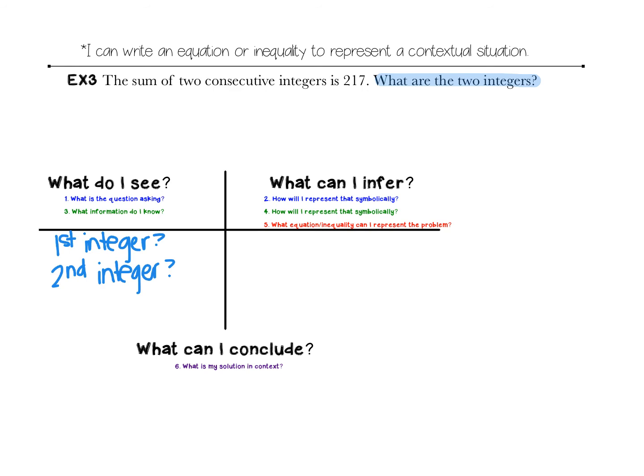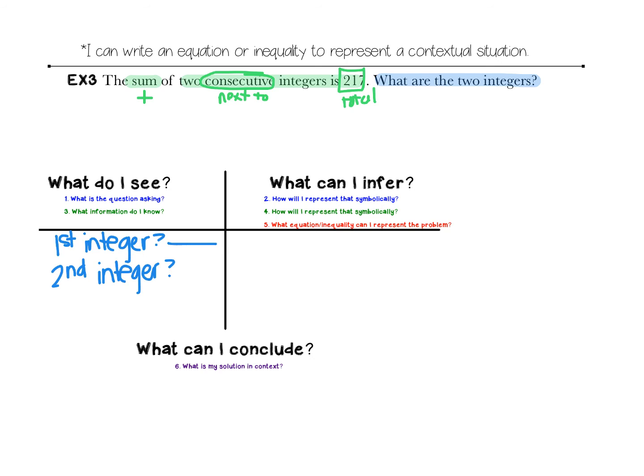Alright, and what do I know? So I know that the sum of two consecutive integers is 217. Consecutive means next to each other, one right after the other. And the sum means I'm adding. So two consecutive integers would be like 16 and 17, and the sum of those two consecutive integers is 217. So I'm looking for what two numbers, when I put them together, give me 217.